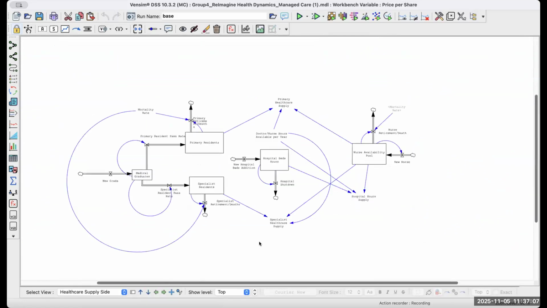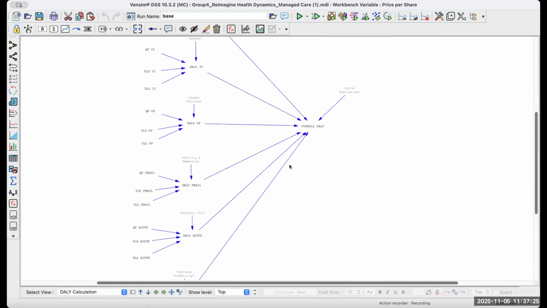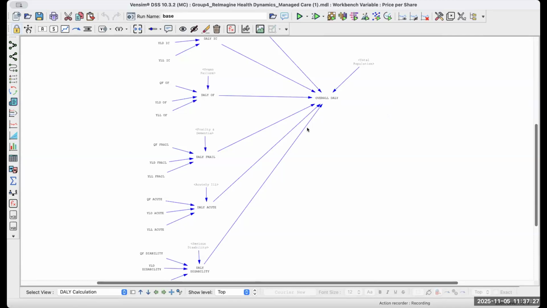Then we have the healthcare supply side, where we're looking at how many medical graduates there are, because we're running this over a period of 50 years or so. How many of them are primary care, specialist care, how many hospital beds are there, what is the nurse availability, etc., mapping all of that. Then we are computing DALY, which is the target indicator. So what is your disability adjusted life years? That was the goal we were working on with different policies, etc. Can you improve your DALY rates? And how does the demand and supply interact to create a better or a poorer DALY rate?